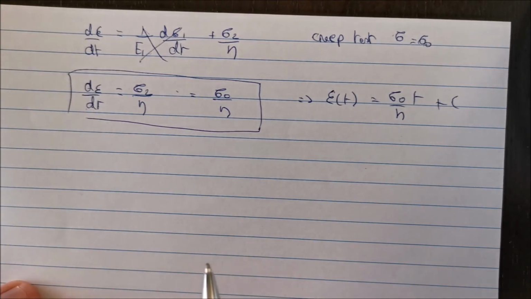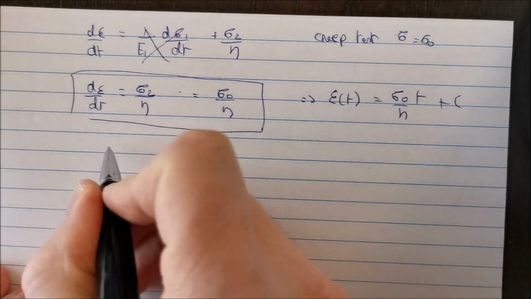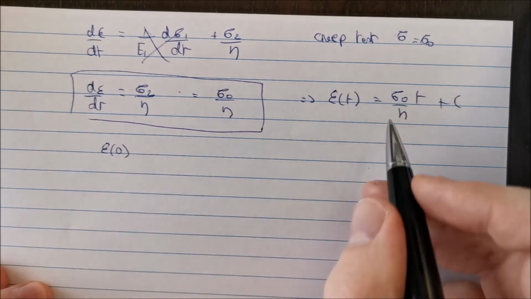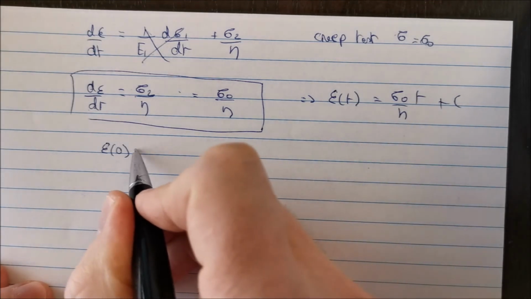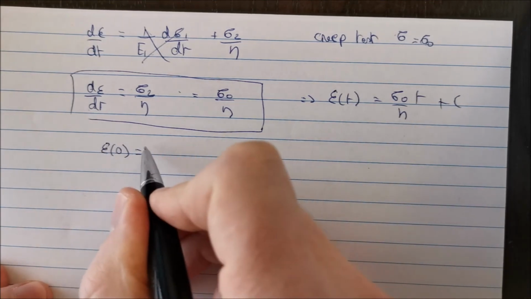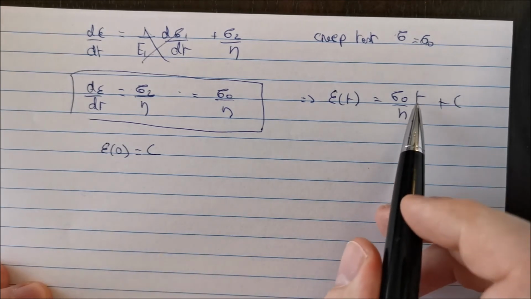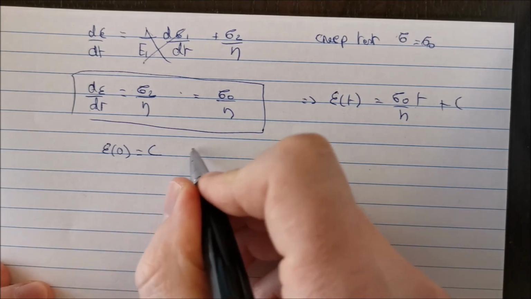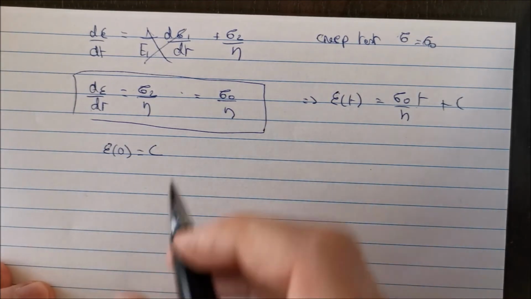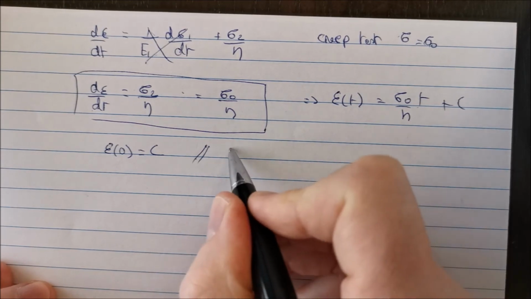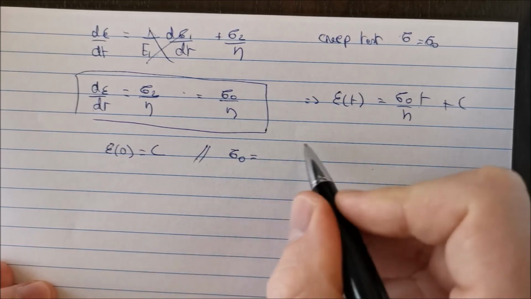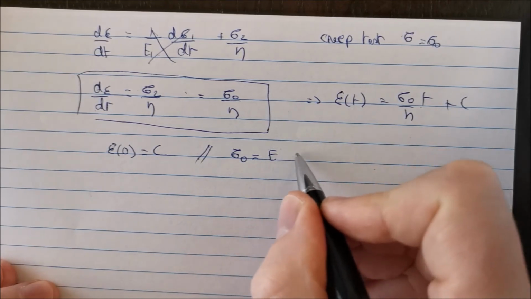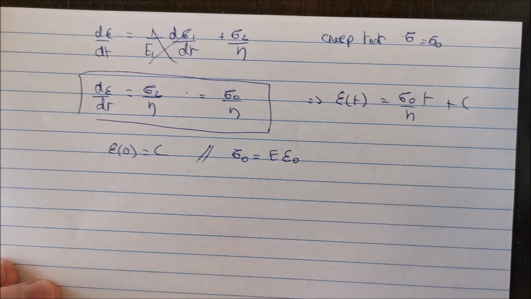So what we know is that at time equals 0, if we plug in the values here, the strain epsilon 0 is equal to C, right? Because the time cancels. On the other hand, we also know that the dashpot will not kick in at t equals 0, and the stress applied on the biopolymer will be equal to the modulus times the strain epsilon 0.